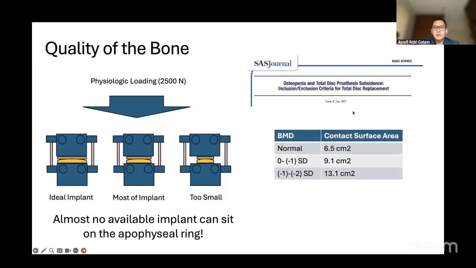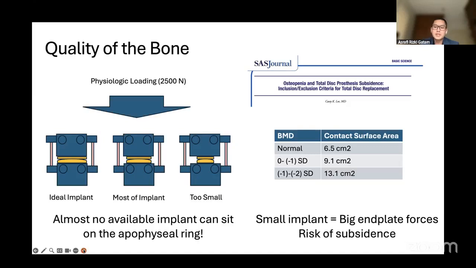So according to this paper, we need to evaluate the bone mineral density, whether it is normal or not. Whenever we have more osteoporotic patients, we need to put much bigger implants to prevent subsidence of the spine. With very small implants, we'll have big implant forces and some risk of subsidence. If we have good bone, we might need less contact surface area in order to reduce the possibility of subsidence.